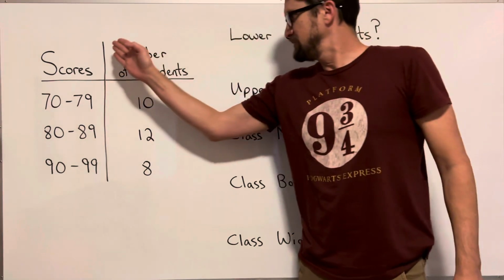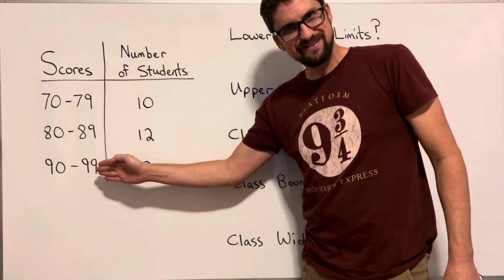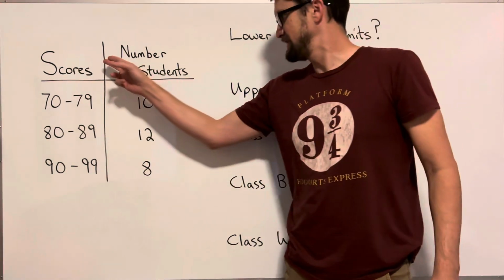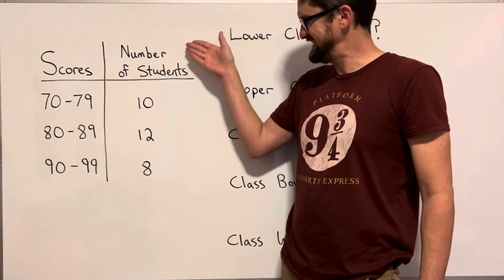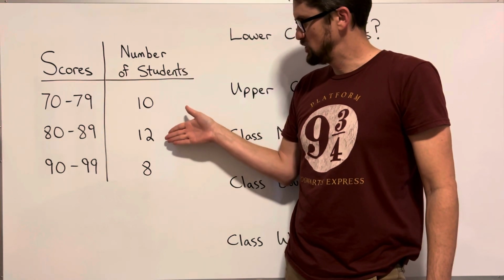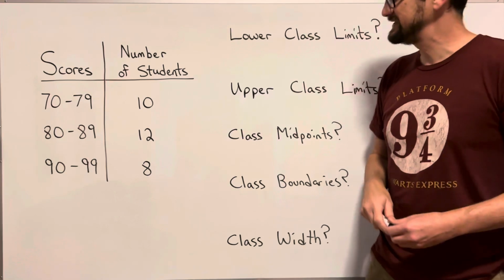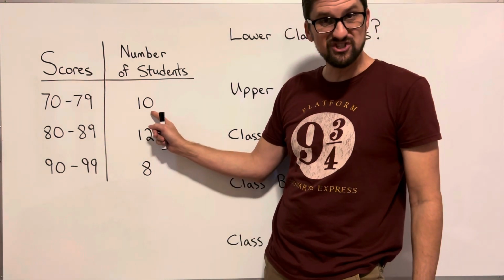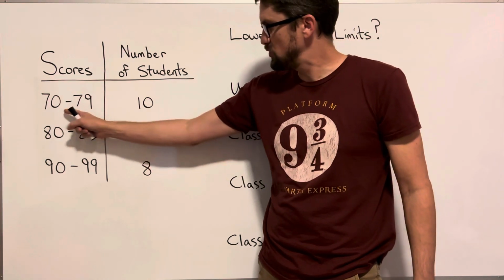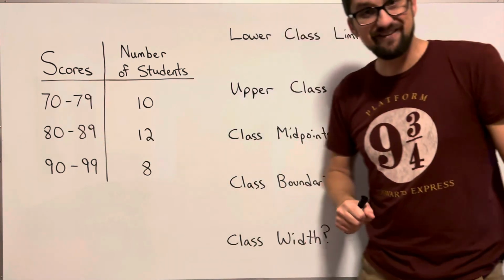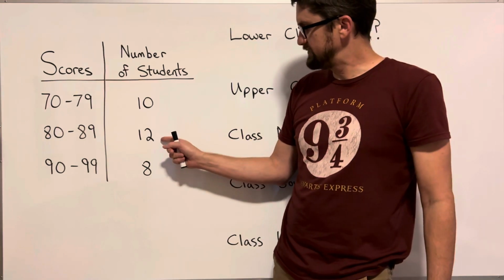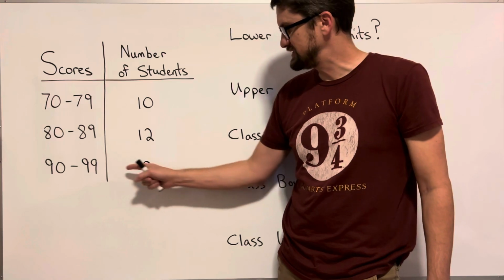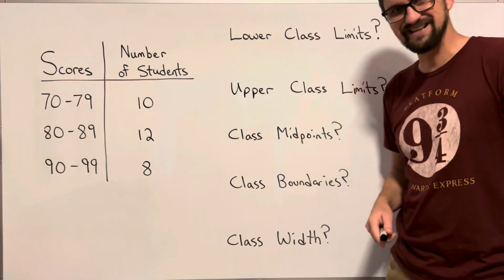The first column in this frequency table represents the classes. In this case, they represent scores. The second column represents the frequencies. So to read this, you would say 10 students have scores within 70 to 79. 12 of the students have scores between 80 and 89, and 8 students have scores between 90 and 99.